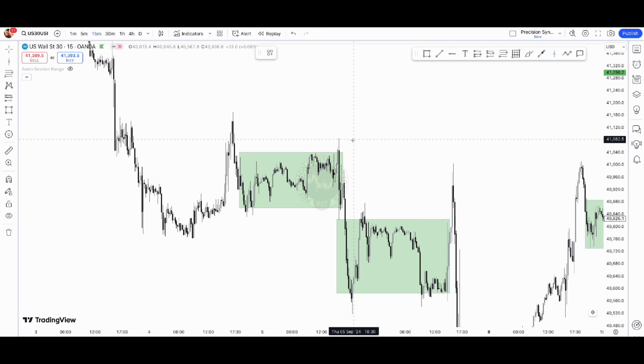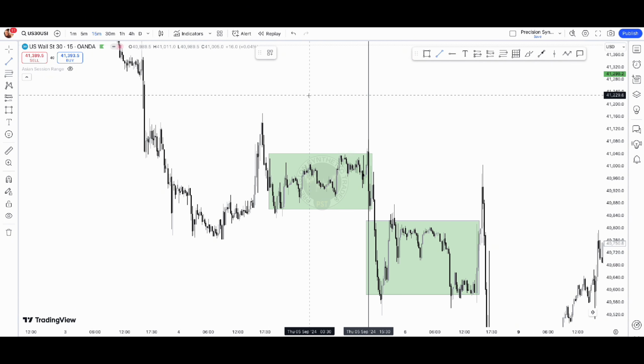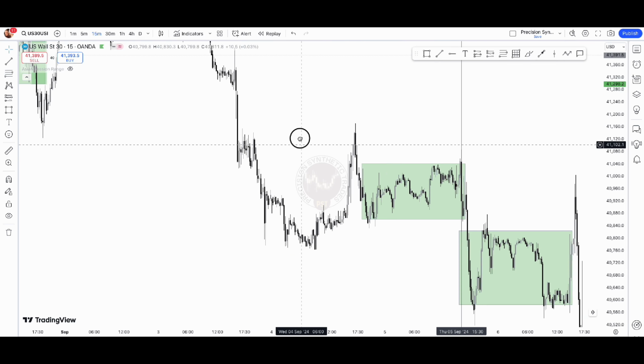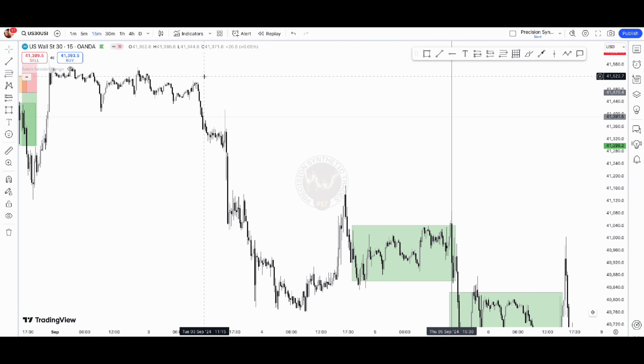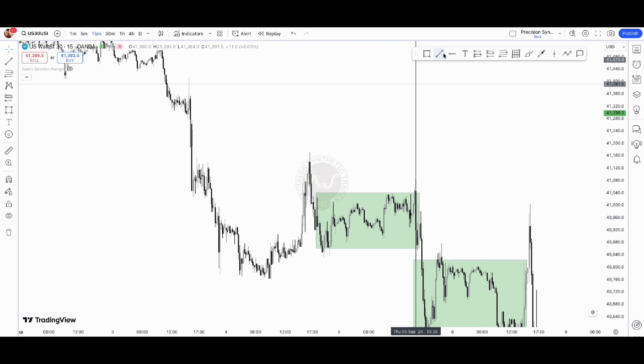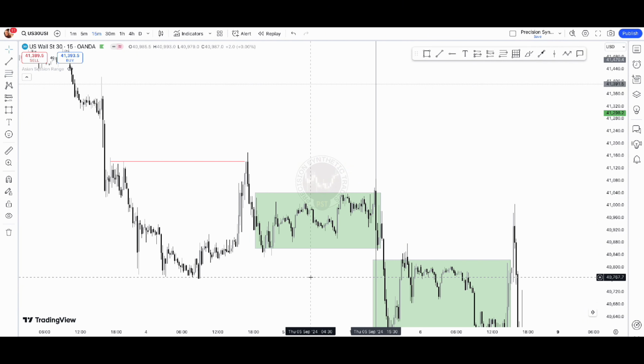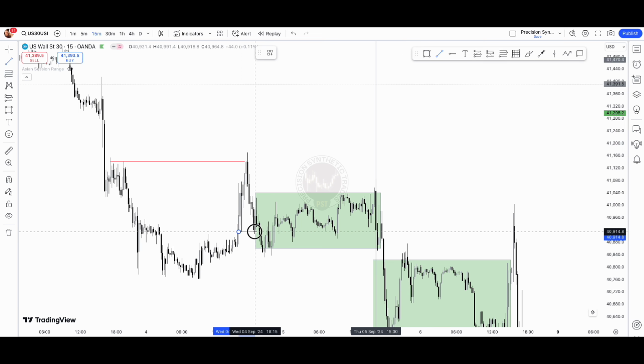Let's first mark out 3:30. There we go. As you can see, we are in a down move. We created highs and lows. Just before the accumulation, price swept liquidity. We had a market structure shift right there.